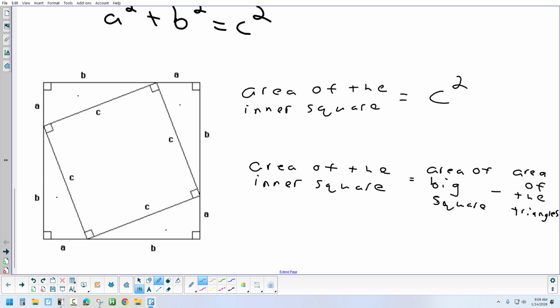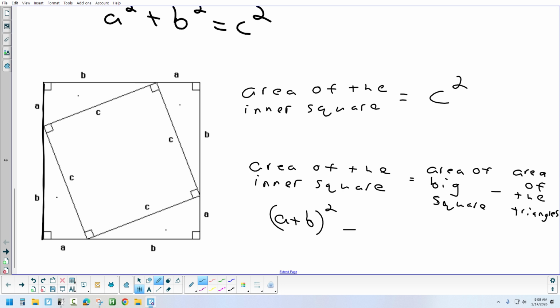All right, and since you already told me how to find the area of the big square, how did you do that? The a plus b and then squared. Right, because the length of one side of the big square is a plus b. So (a plus b) squared, that's the area of the big square.